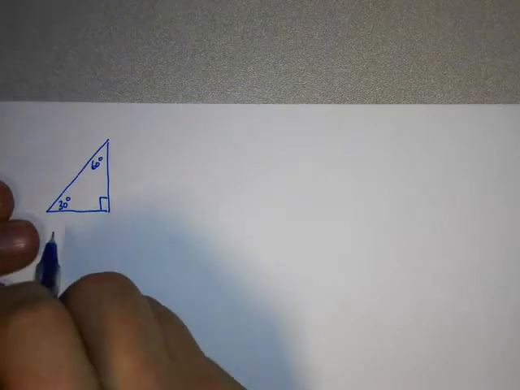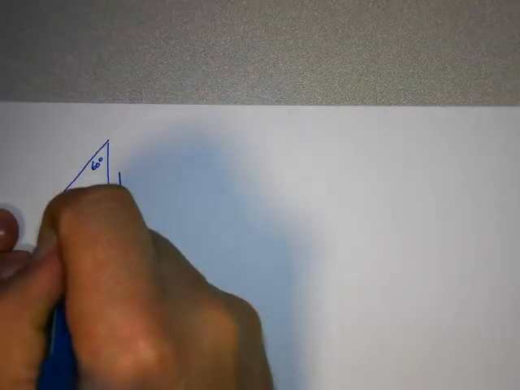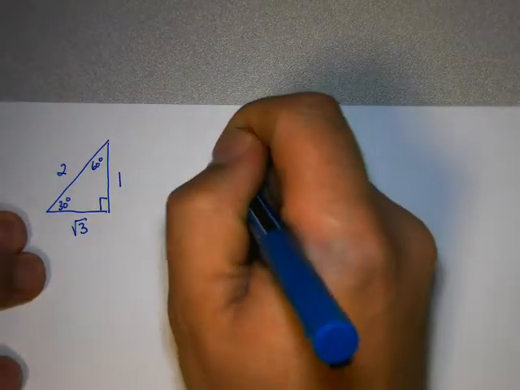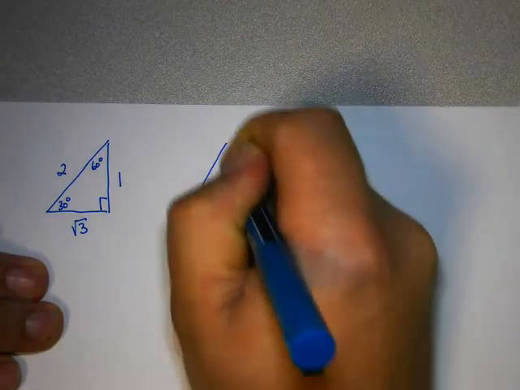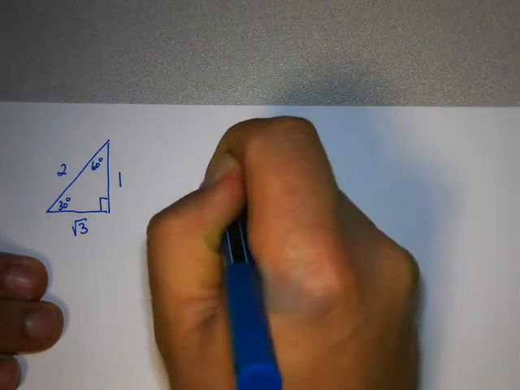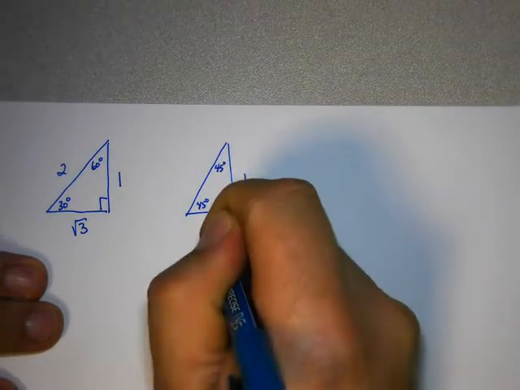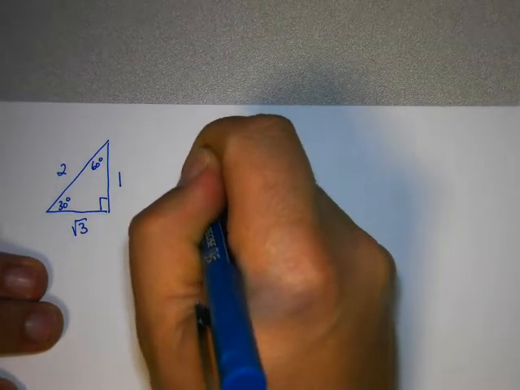So in the last section we covered 30, 60, 90 triangles and the sides. Opposite of 30 degrees is 1, opposite 60 degrees is the square root of 3, opposite 90 is 2, and we had a 45, 45, 90 degree triangle. So this was a 1, 1, square root of 2.